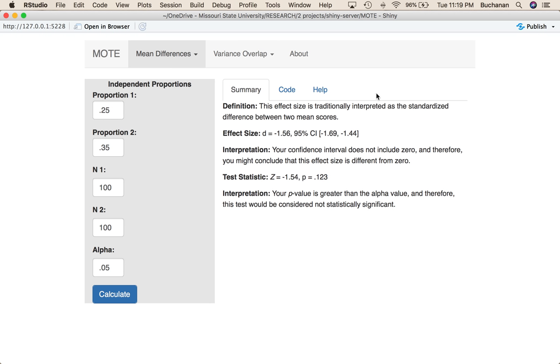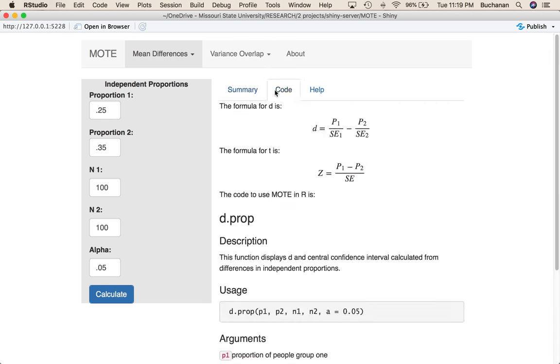And so these are a little odd because normally effect sizes are smaller, absolute value-wise, than Z. But the way that these two things are calculated is a little different than your sort of traditional effect sizes. So let's look at that over on the code page. D is calculated as the difference between Z's, the individual Z of these proportions. And so that's proportion over standard error for that proportion. So these are little Z scores for the proportions, and you subtract the two Z scores.